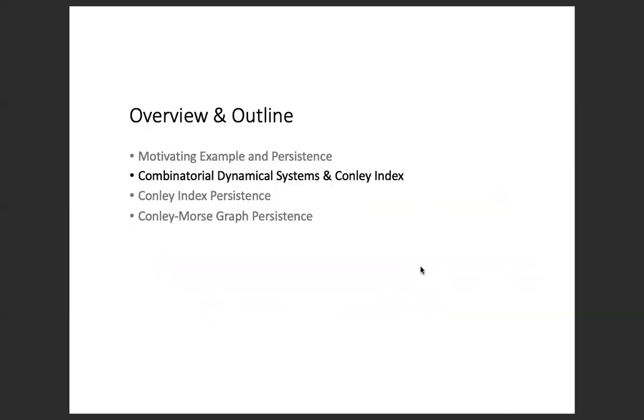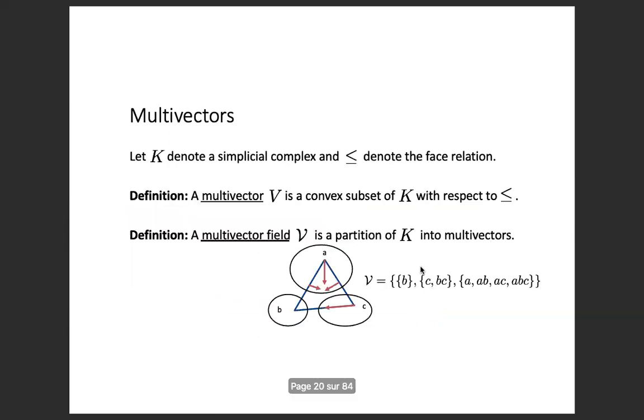Now I'm going to give a brief review of combinatorial dynamical systems. The tutorial covered it quite well, but it might be good for a refresher. As a reminder, here we're only concerned about simplicial complexes. If K denotes a simplicial complex and less than or equal to denotes the face relation, then a multi-vector V is a convex subset of K with respect to the face relation, and a multi-vector field is a partition of K into multi-vectors.